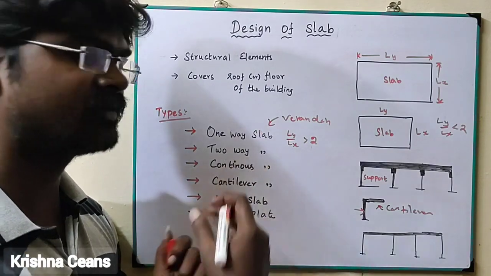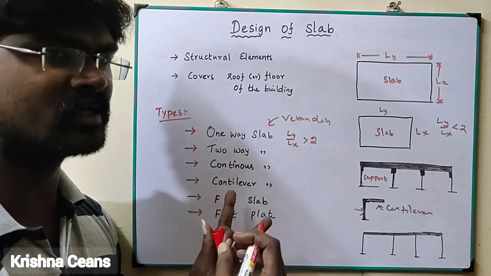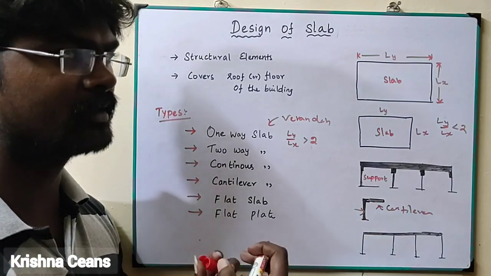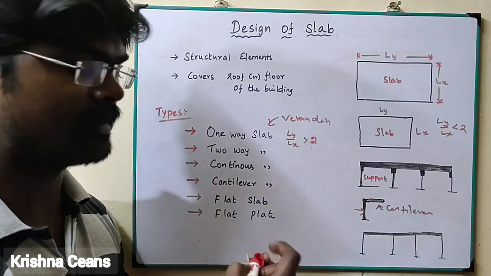So these are the different types of slab: one-way slab, two-way slab, continuous slab, cantilever slab, flat slab, then flat plate.